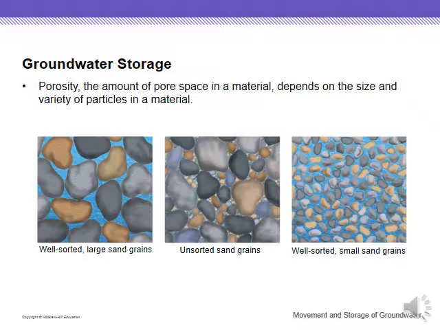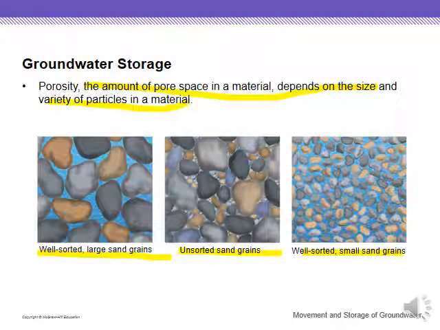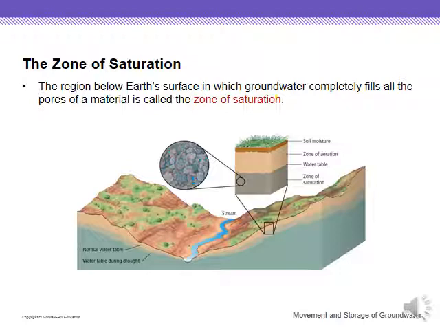Now, when we see the porosity, we were going to go into this in this previous chapter. And what we're talking about is a space. So the amount of space that we have depends on the size and the variety of the particles in the material. So that's going to be kind of important to us, okay? Whether or not it's sorted, unsorted, and such. Now, the zone of saturation is where we have the material that will hold the water. That's where the empty spaces are that are able to allow the water to collect and move.